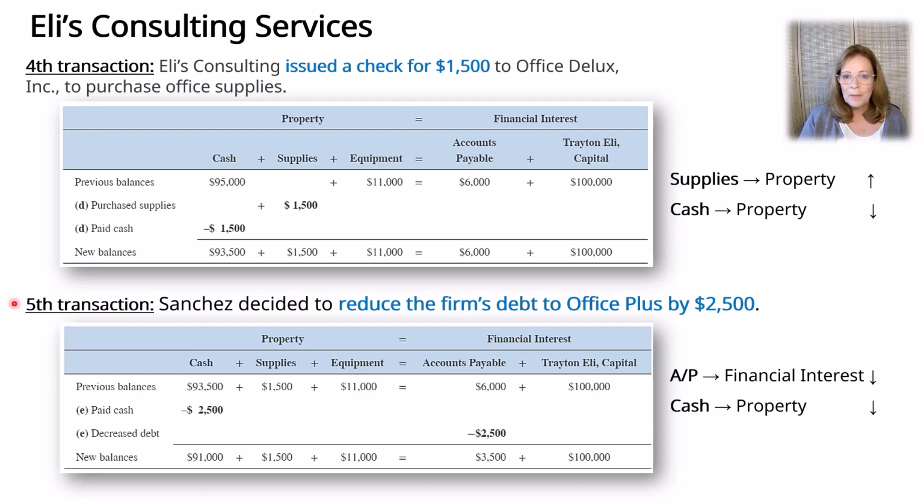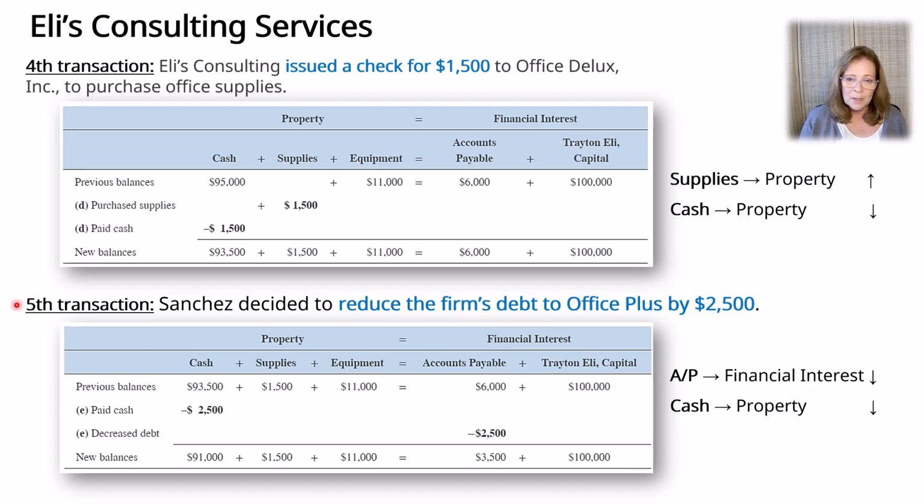Let's continue with the fifth transaction. The office manager, Sanchez, pays $2,500 to Office Plus to reduce the firm's debt. This related to our third transaction when Eli's Consulting bought computer equipment on account from Office Plus for $6,000. When we analyzed that original transaction, we increased computer equipment and we increased accounts payable.